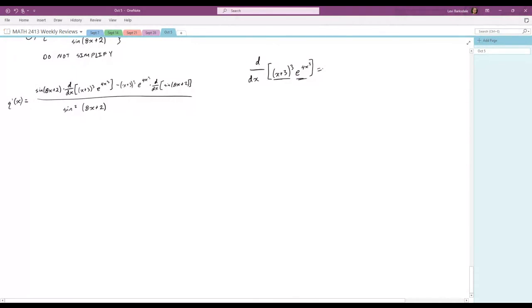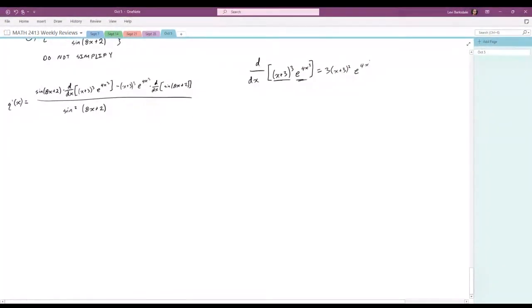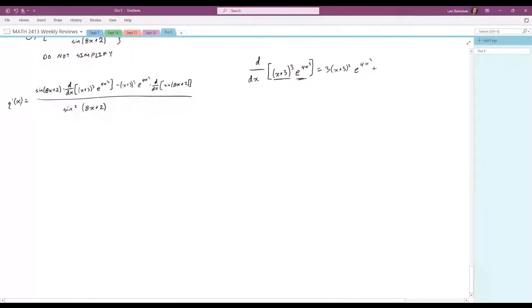The product rule says I should take the derivative of my first function. So then the derivative of x plus 3 cubed is 3 times x plus 3 squared times the derivative of x plus 3, which is just 1. And then my second function is left alone, plus my first function left alone, multiplied by the derivative of my second function.